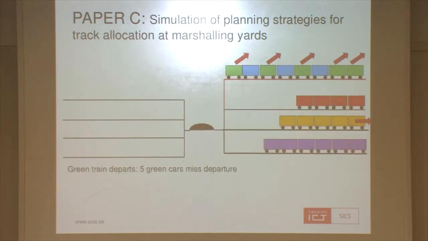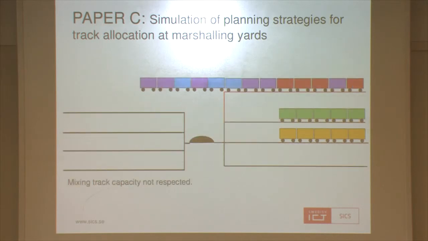When we use these heuristics, we're going to run into a problem with infeasible schedules. For example, if you do first come, first served on the example I showed earlier, you're going to end up with the green and the blue train on the mixing track when the green train departs. So we're going to miss green cars. That is a way in which we can end up with an infeasible schedule. We might also have an infeasible schedule because the mixing track capacity isn't respected.